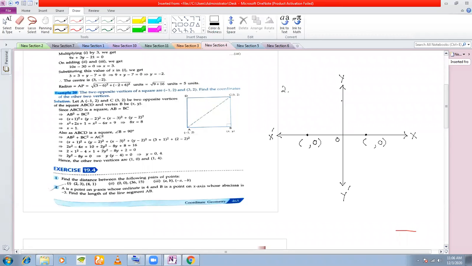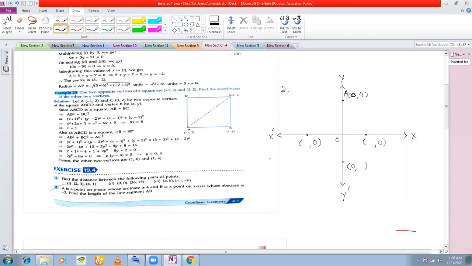And any point on the y-axis that you take, the abscissa will be 0. So 0 comma something, and this also will be 0 comma something. Now again in the light of this, if you read this, A is a point on the y-axis. Not this point, but let's say this is the point. A is a point on the y-axis whose ordinate is 4. So clearly the abscissa of this point is 0. Ordinate is 4. So this is your point, right?